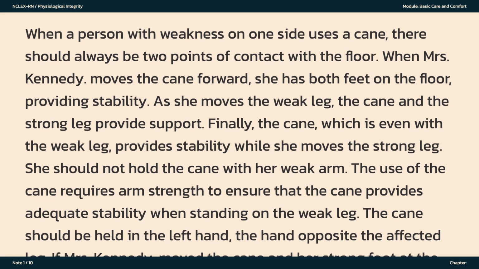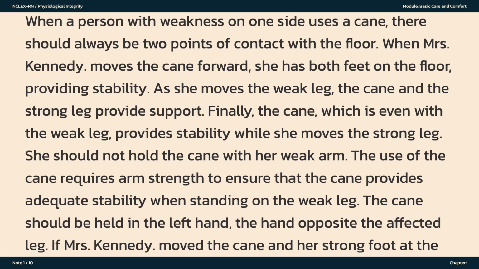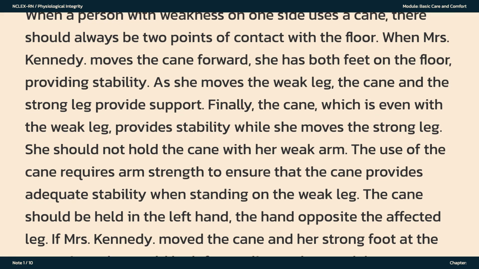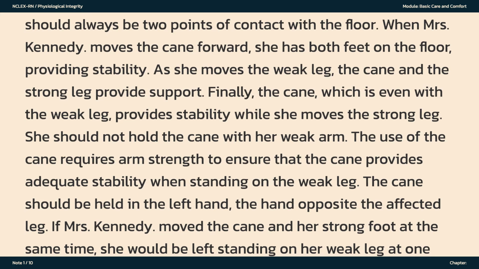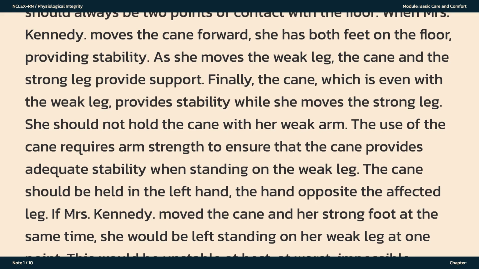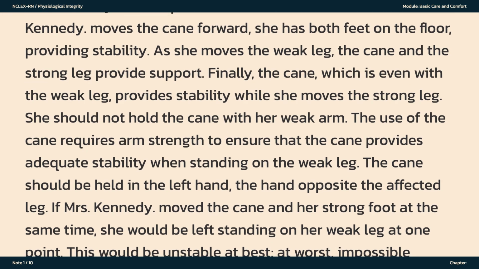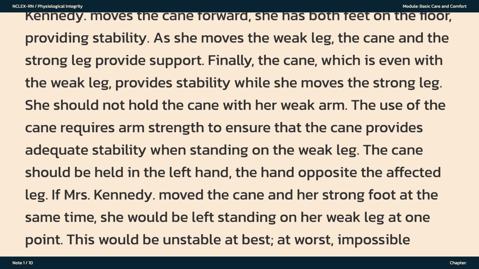She should not hold the cane with her weak arm. The use of the cane requires arm strength to ensure that the cane provides adequate stability when standing on the weak leg. The cane should be held in the left hand, the hand opposite the affected leg. If Mrs. Kennedy moved the cane and her strong foot at the same time, she would be left standing on her weak leg at one point. This would be unstable at best, at worst, impossible.